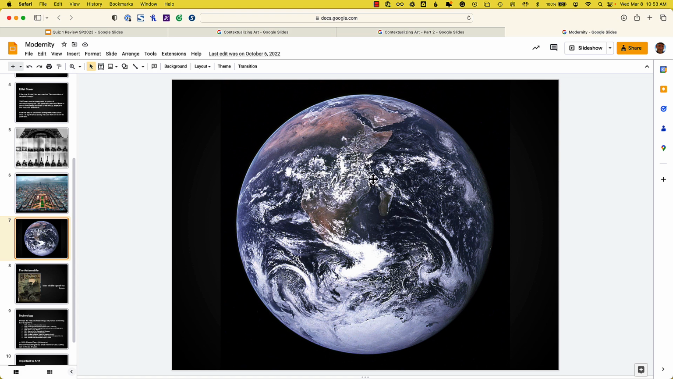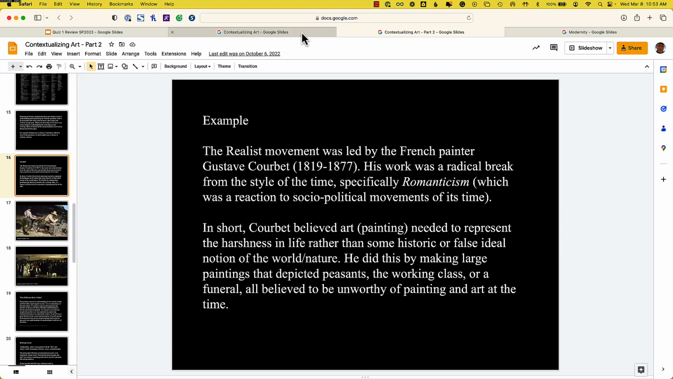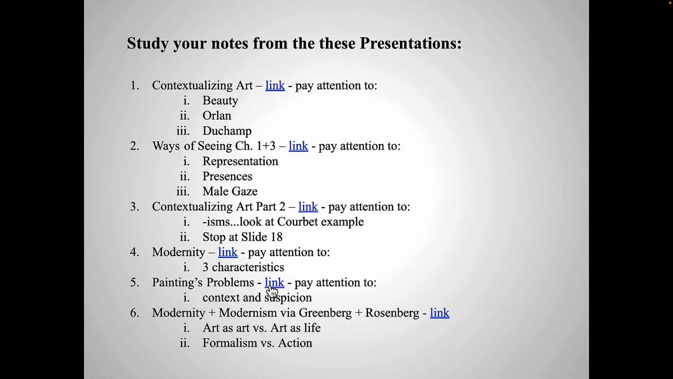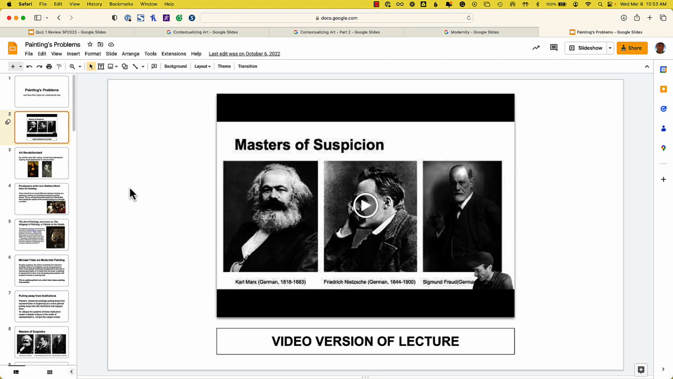Now, we're here, we're almost there. In paintings problems, we've gone over this a ton. The main thing here is to see this split that happens. And the split coming from, you know, a general suspicion of institutions. This all around the context of World War I. So these masters of suspicion, here I'll go down here, right?